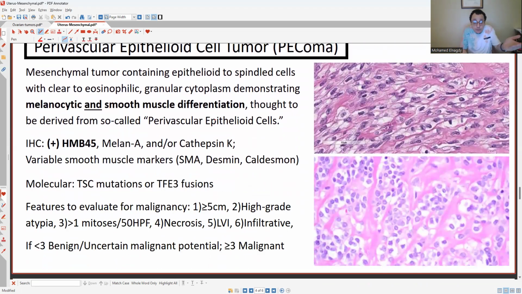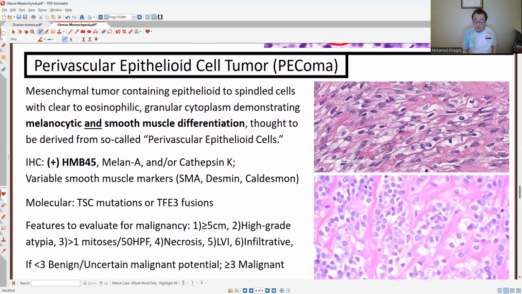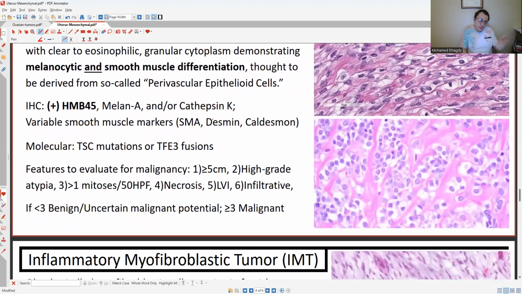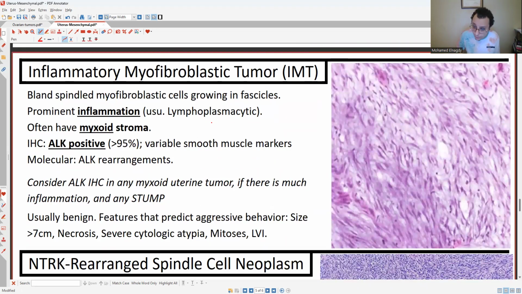PEComa, as I told you, but we will never get a PEComa of the uterus. You get a PEComa of the soft tissue, but not in the uterus. Even inflammatory myofibroblastic tumor, I understand how important this entity is, but it's always an abdominal soft tissue mass rather than a uterine mass. However, for inflammatory myofibroblastic tumor, you need to remember that it's myofibroblastic. This means you have spindle myofibroblasts with fusiform nuclei, the myofibroblastic differentiation.